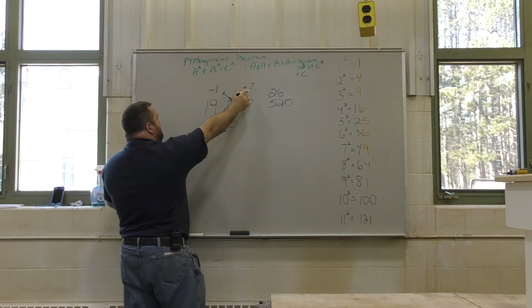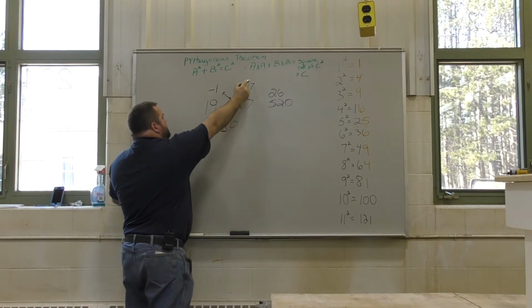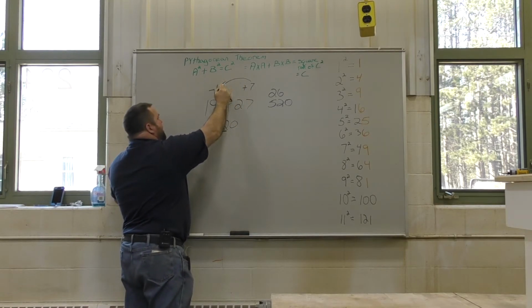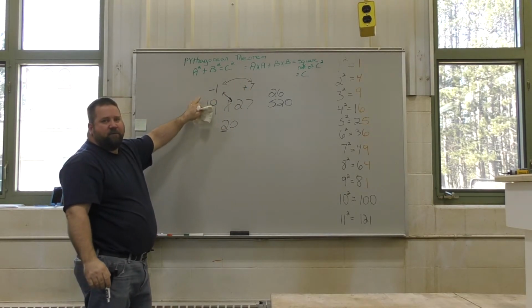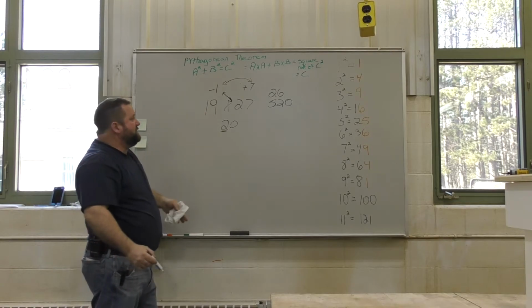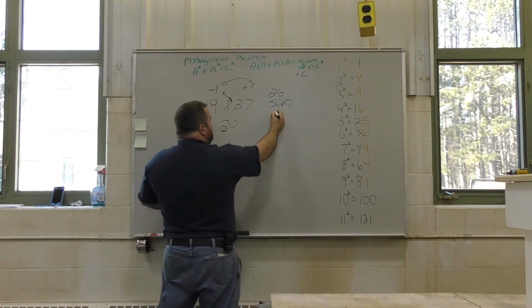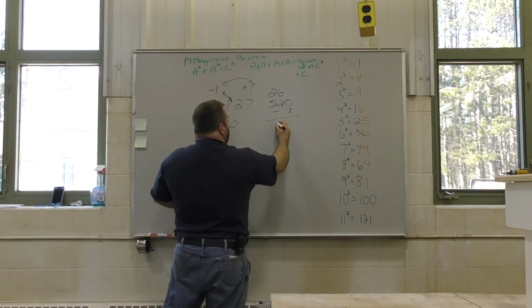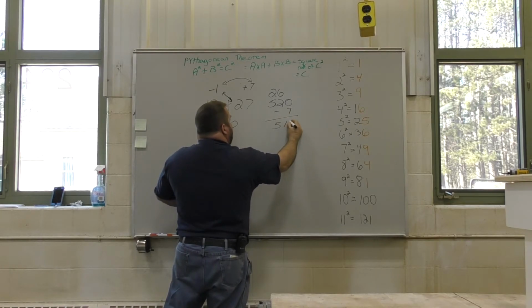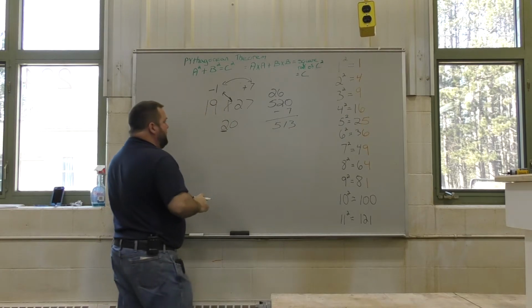And then take these two numbers, your positive 7 times your minus 1. 7 times a negative 1 gives you a negative 7. So now you're going to subtract 520 minus 7. And you come up with 513.